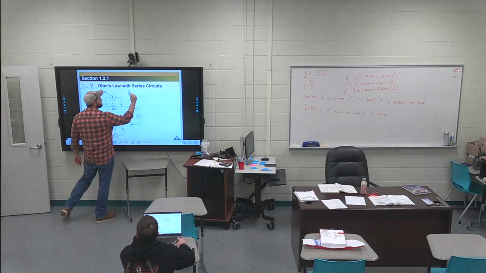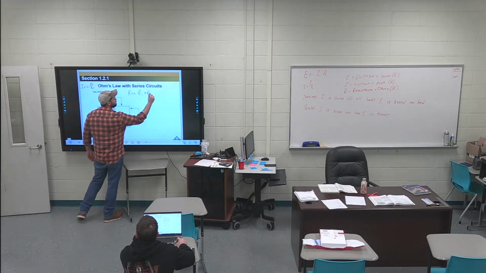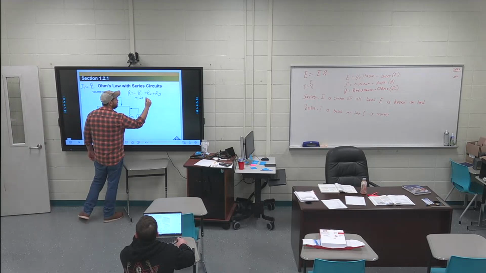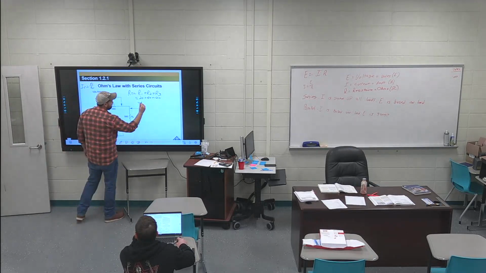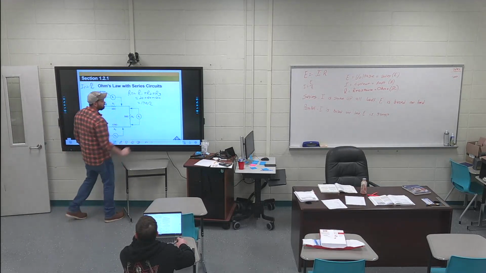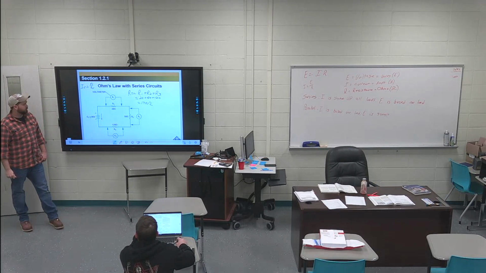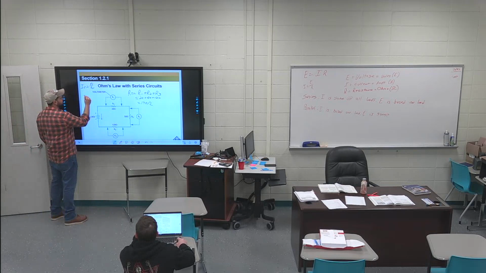Add them all up. Resistance total is equal to R1 plus R2 plus R3, which is 20 plus 50 plus 120. 50 plus 120 is 170, plus 20 is 190. Is everybody good with that? Yeah. So our resistance total is 190. So I can work this equation now.